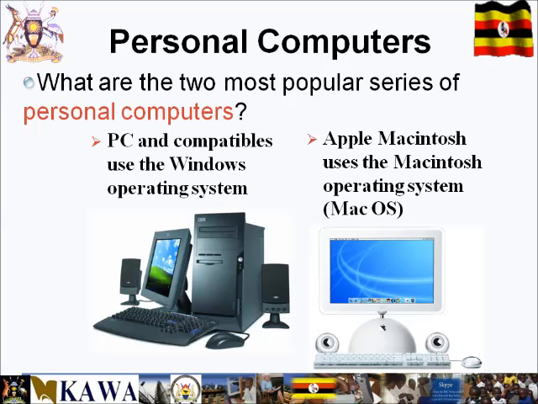So what are the two most powerful series of personal computers? We have PC and compatibles, which use Windows as the operating system. Then we also have Apple Macintosh, which uses the Mac operating system, which is known as Mac OS 10.